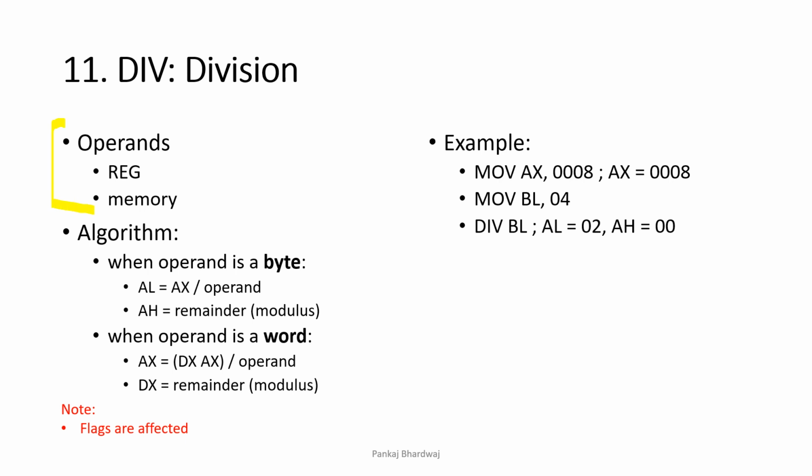Division. The next command is division. It is similar to multiply, with register and memory operands. The algorithm is the same. AL will become AX divided by the operand, and AH will be the remainder.